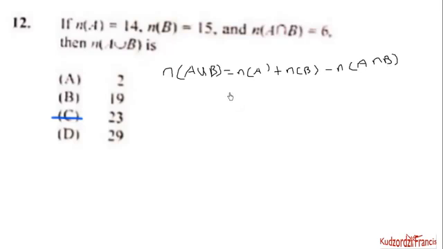So now this will be equal to, we have 14 here, 14, then we have 15, then we have the intersection, which is 6. So all this will give, this will be 29 minus 6, and that will be equal to 23. So the correct choice is option C.